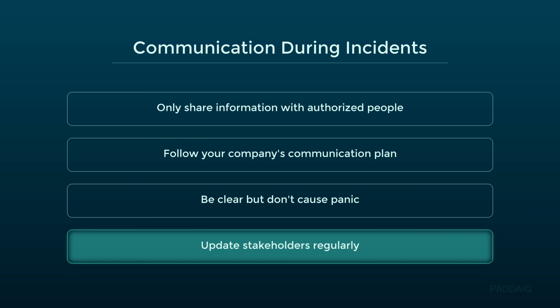Update stakeholders regularly. This means keeping everyone informed with frequent, clear status reports during an incident. For example, if a critical application fails, you would send a brief email update every 30 minutes to managers and support teams. Consistent communication builds trust and ensures everyone is aligned on the resolution progress.